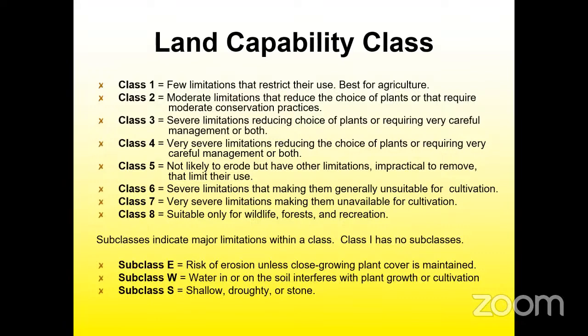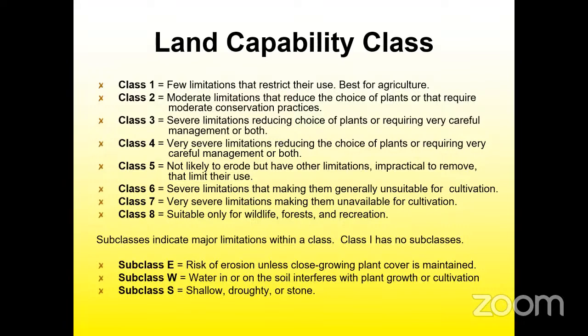Class 7 and 8. Class 7 has very severe limitations making it unavailable for cultivation. Maybe it is completely a hill area, with more boulders, so that is the reason it is not suitable. The last one is class 8. It is suitable only for wildlife, forest, and to create forest areas, because the land is not very fertile, so that is the reason it is suitable for this.